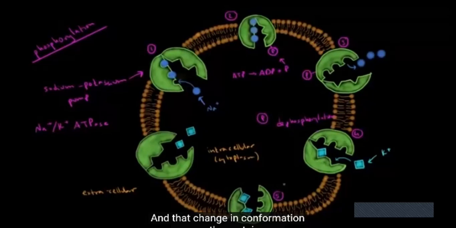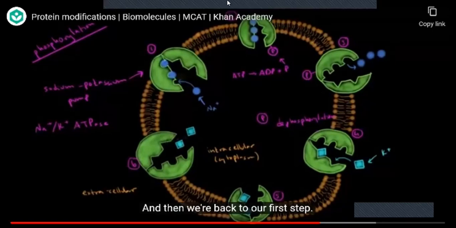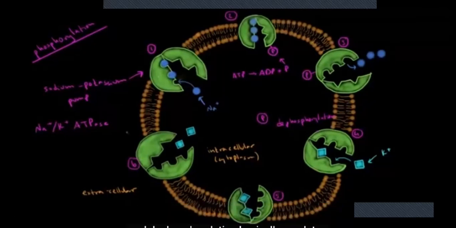And that change in conformation causes the protein now to turn around again by 180 degrees, and it faces the inside of the cell. So that's our 5th step. You can see the protein is facing the inside of the cell. And in the last step, the potassium ions are released into the inside part of the cell, and then we're back to our first step. And so you can see that the phosphorylation and dephosphorylation basically regulates the activity of this protein.